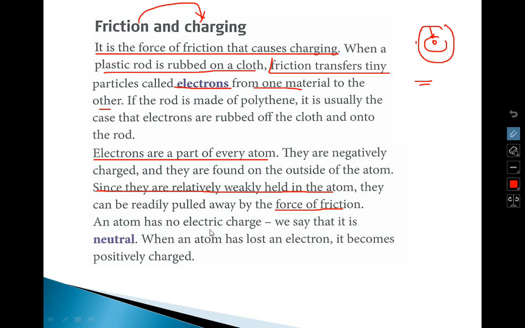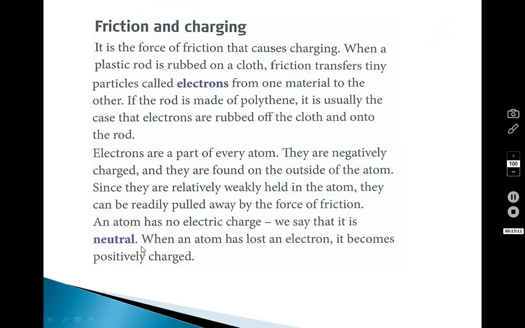An atom has no electric charge. An atom has no electric charge, so we say that it's what? Neutral. It's not positive, not negative. When an atom has a lot of electrons, it becomes negative, what? Charged. So it could be positive, it could be minus. Minus or positive charge or neutral charge.